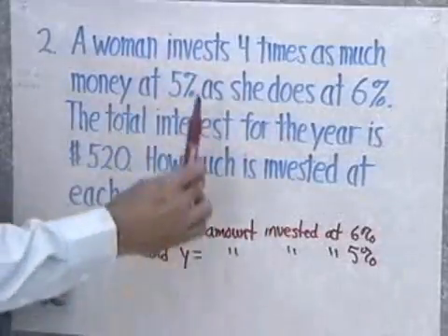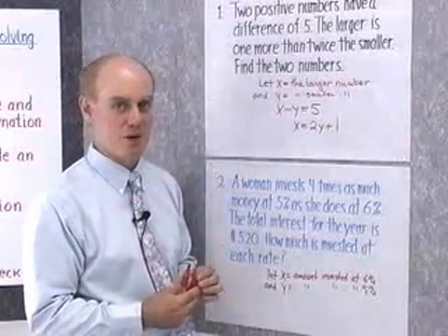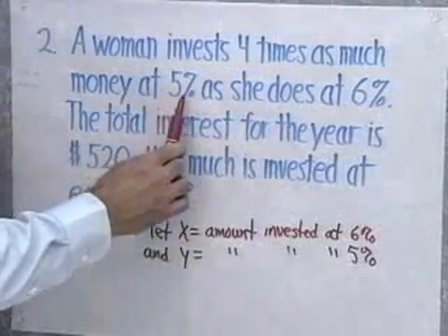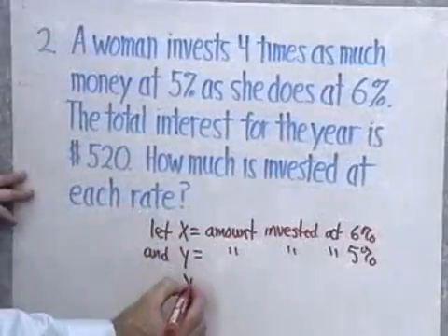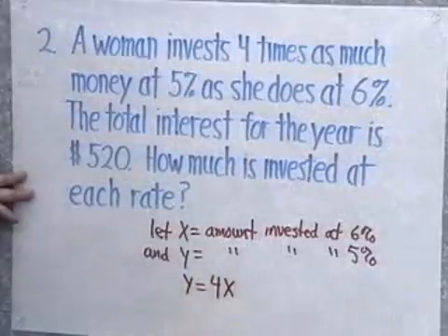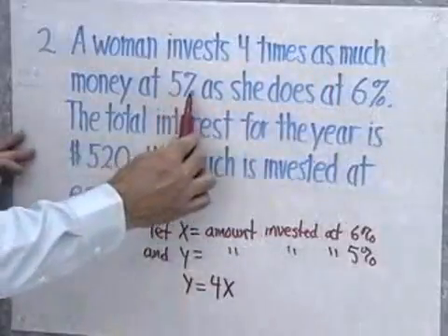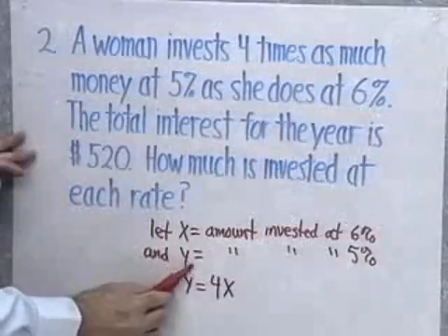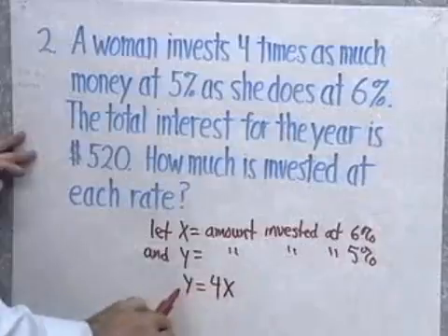Now I'm going to go back and read the problem again and see if I can find two equations that together describe the situation. So, first of all, a woman invests 4 times as much money at 5% as she does at 6%. So the amount of money invested at 5%, y, is equal to 4 times the amount of money that's invested at 6%, x. So 4 times as much money at 5% as invested at 6%. So the amount of money invested at 5% is 4 times the amount of money invested at 6%. So here's one equation in my system.